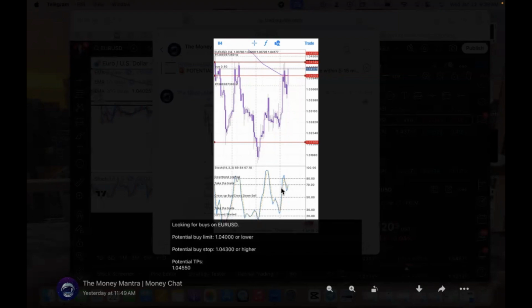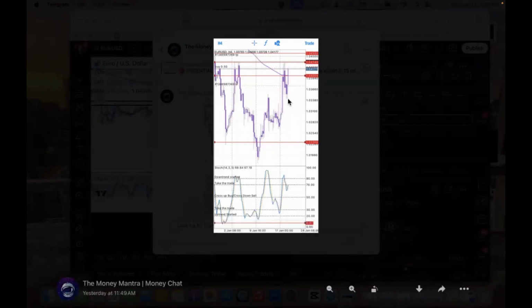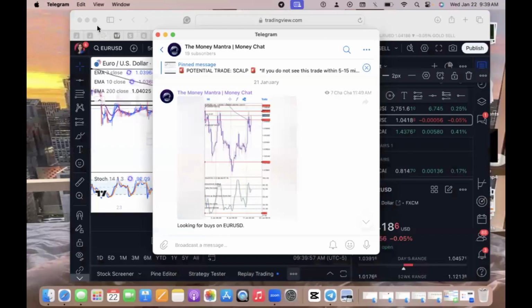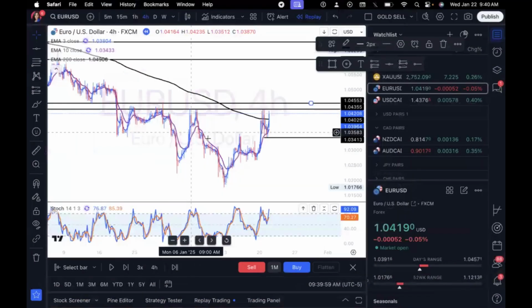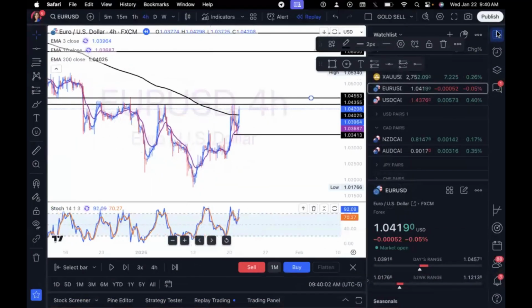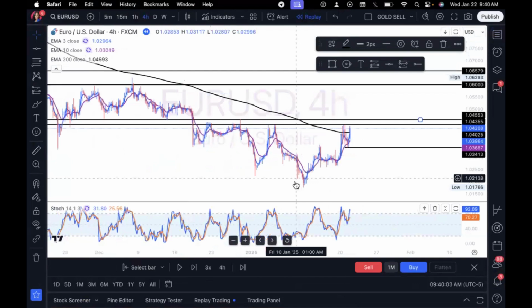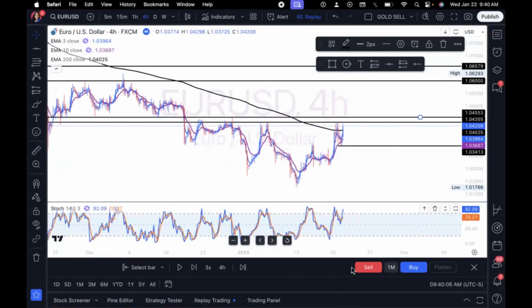So as you can see, my stochastic was right near that 70% line, giving me the confirmation to take the trade. In addition to that, I also saw that the market was crossing above the EMA, pushing to create a new high on the 4-hour time frame. Now I'm going to go over to TradingView and we're going to look at this a little bit more in detail, just so I can explain my thought process when I took the trade.